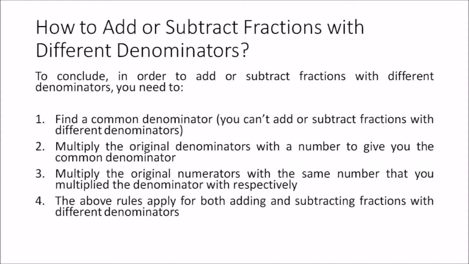So to conclude, in order to add or subtract fractions with different denominators, you need to first find a common denominator. You can't add or subtract fractions with different denominators. Number 2, multiply the original denominators with a number to give you the common denominator, as we did. And number 3, multiply the original numerators with the same number that you multiplied the denominator with respectively. And lastly, the above rules apply for both adding and subtracting fractions with different or unlike denominators. Those are the 4 basic rules you need to remember when you are trying to add or subtract fractions, and it is as easy as that.